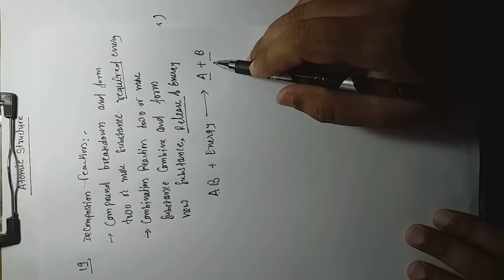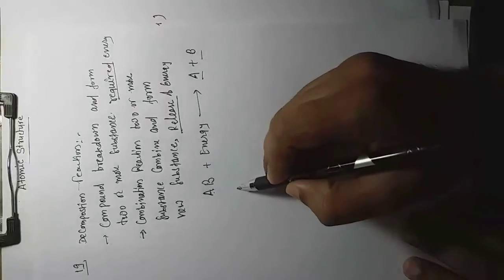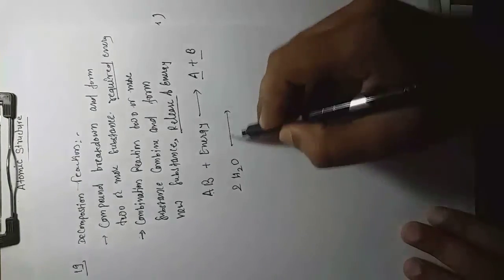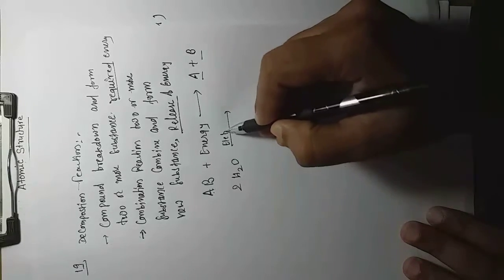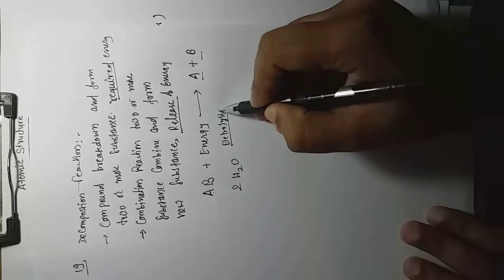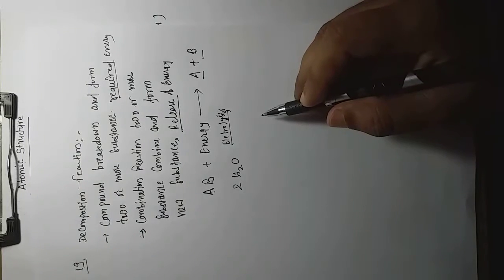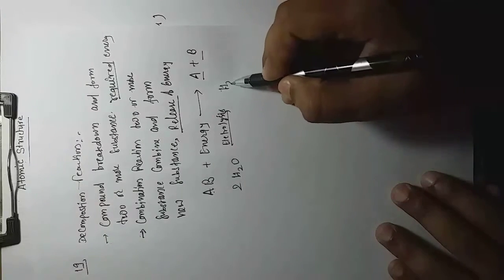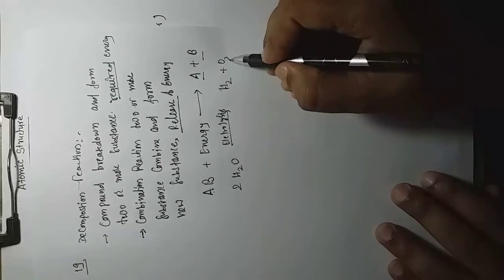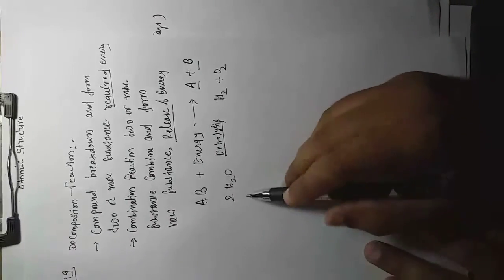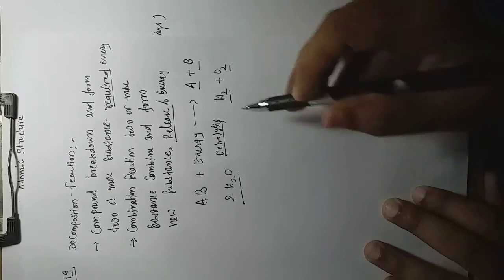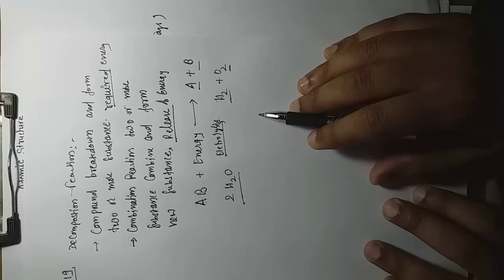For example, we take two molecules of water, which break by electrolysis. It is a little typical, so we will see electrolysis in the next chapter. It gives hydrogen and oxygen. So what happens here? After gaining energy, water molecules break down into hydrogen and oxygen. This is an example of a decomposition reaction.